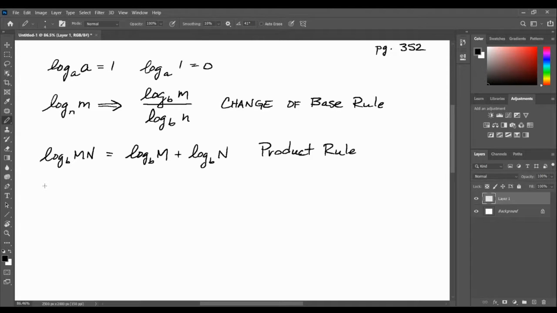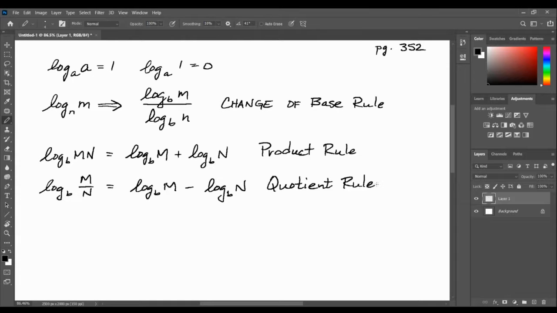We also have a quotient rule that says log base b of m over n is the same as log base b of m minus log base b of n. We will be using these. I just like to share them and then we'll start to practice them.